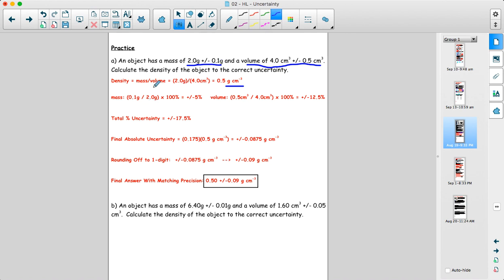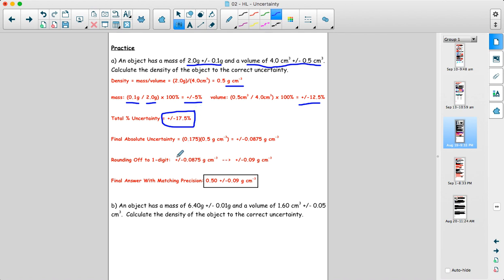I do that by taking the uncertainty itself, 0.1 grams, divided by the measurement, which in this case was 2 grams. I times by 100 to make it a percent. So 0.1 out of 2 is actually 5%. So that's the same as saying I have plus or minus 5% uncertainty on my mass. I repeat that process for the volume, and that actually ends up equaling plus or minus 12.5% on the volume. So that's step number 1, turn the uncertainties into percentages. Second step, add all the percentage uncertainties together. In this case, there's just 5 and 12.5. And so that combines so that in total, I have 17.5% of uncertainty.